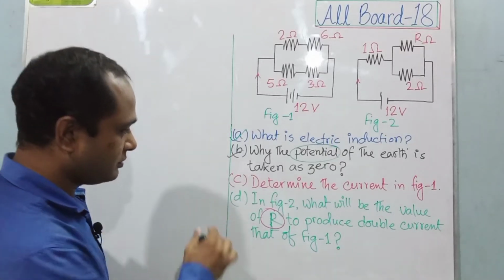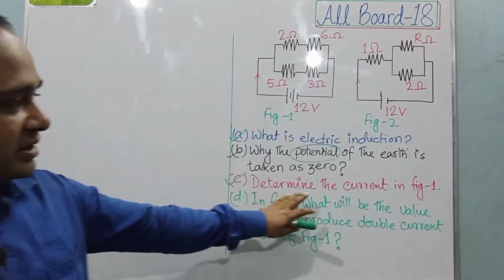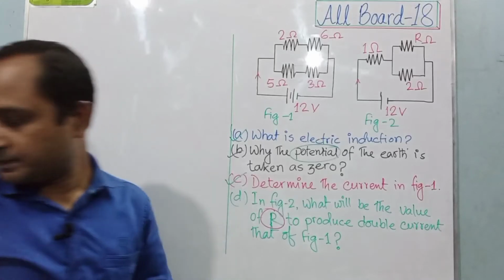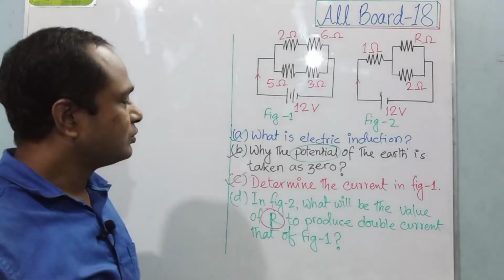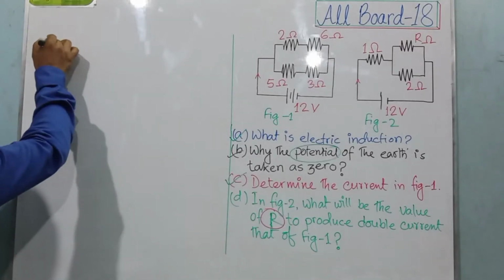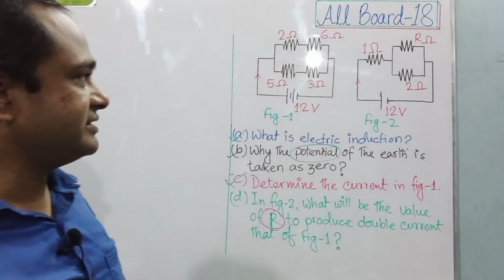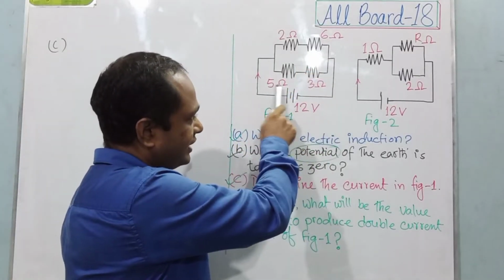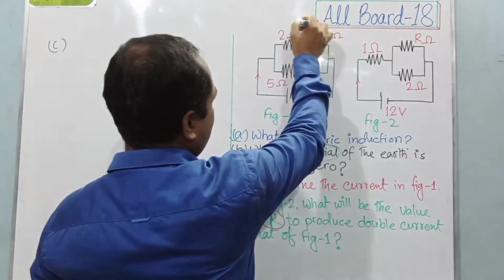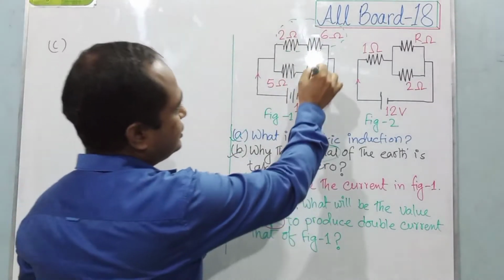Now we are going to solve our next question, that is question C. In question C, they said determine the current in figure 1. So we have to calculate the electric current in figure 1. Dear student, first of all, we have to calculate the equivalent resistance of the circuit. Here, the resistances of 2 ohm and 6 ohm are connected in series. Similarly, the resistances of 5 ohm and 3 ohm are also connected in series.